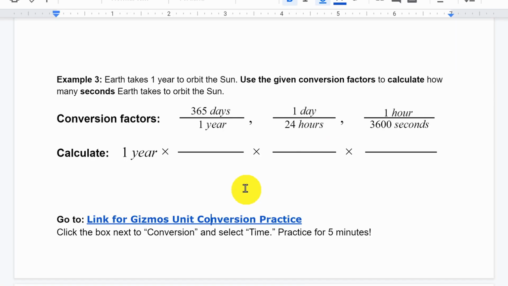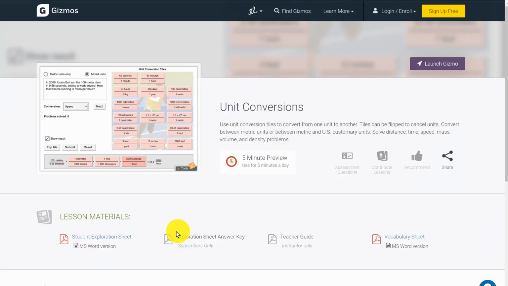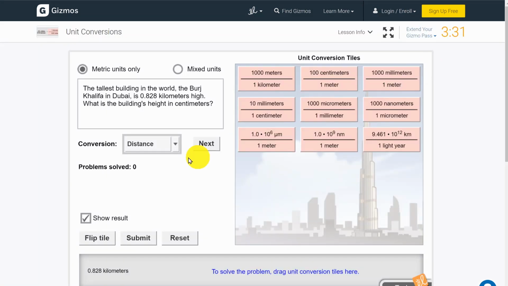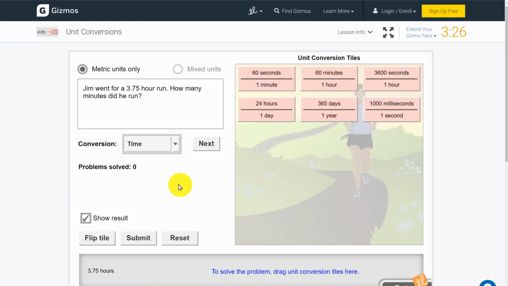At the bottom of the first page, you should see a link that will take you to the Gizmos website for more practice with using conversion factors in dimensional analysis. When you get to this page, click on the drop-down box next to the word conversion and select time. You can use the free version for 5 minutes, which is plenty of time to get some good practice before starting on the assignment itself.